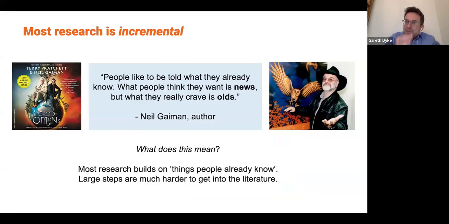But don't forget as well, as Terry Pratchett, one of my most favorite fantasy fiction authors, used to say, people like to be told what they already know. What people think they want is news, but actually what they want is what they already know, olds as we call it. So what this means is that research is incremental. It builds on what people think they already know. Large steps forward are much harder to get published in the literature.